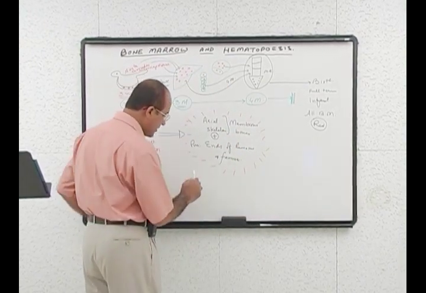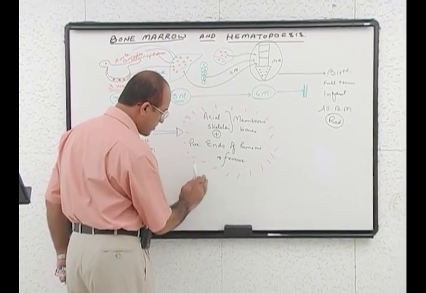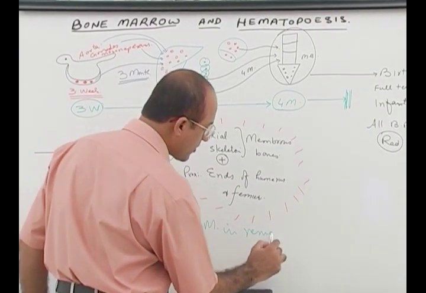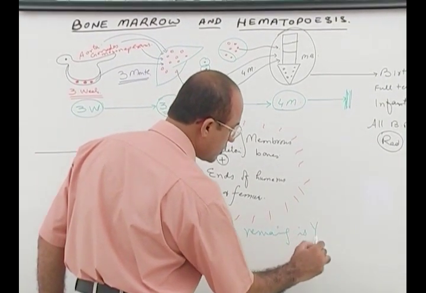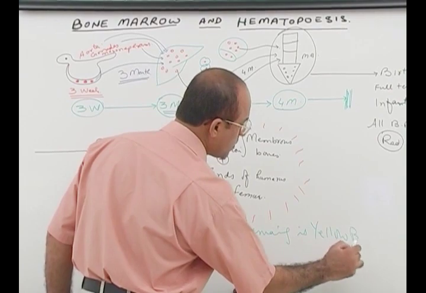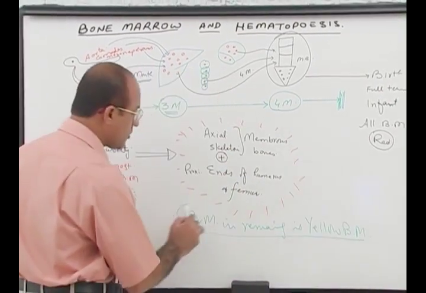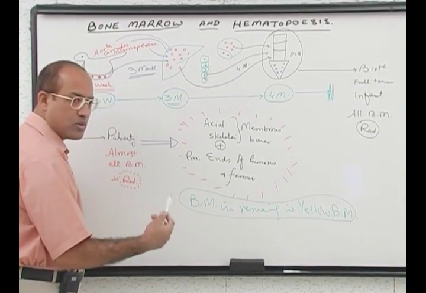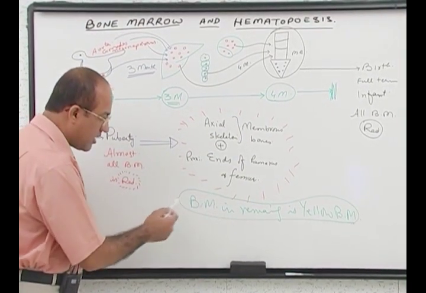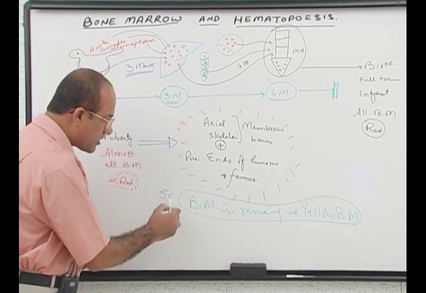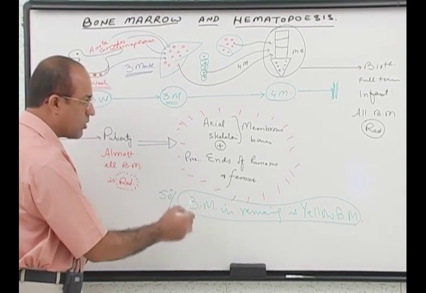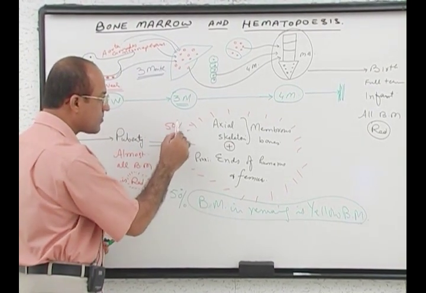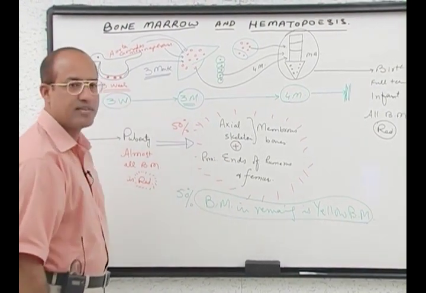So the bone marrow present in the remaining bones is now yellow bone marrow. Yellow bone marrow means inactive bone marrow. The point you need to remember is that in a person who is more than 20 years old, or an adult, 50% of bone marrow is inactive and yellow, and 50% is active and red. Is that right?